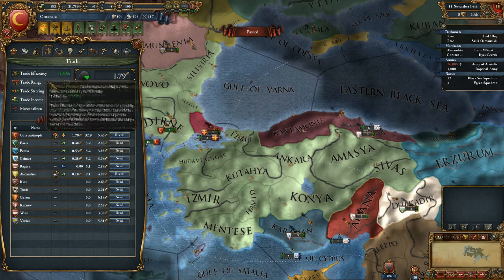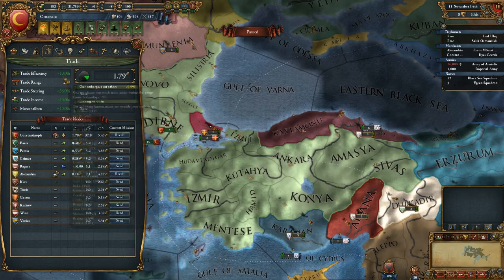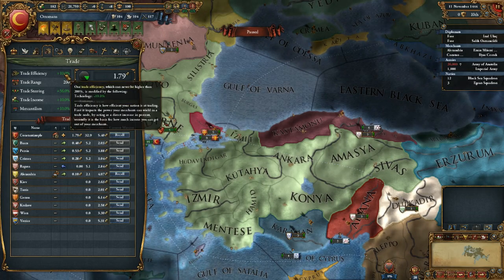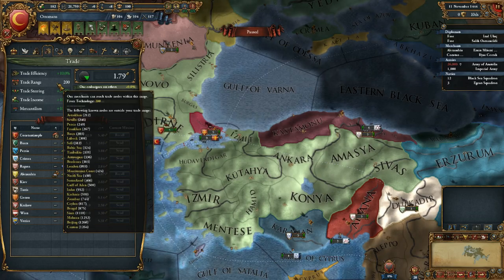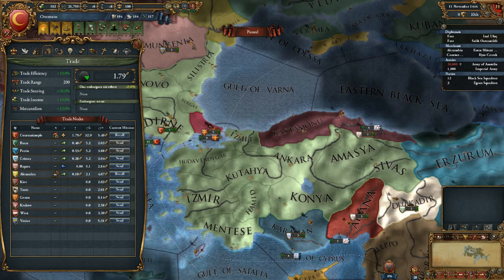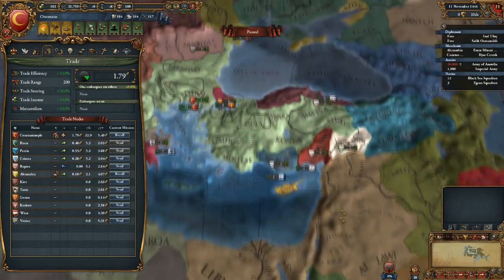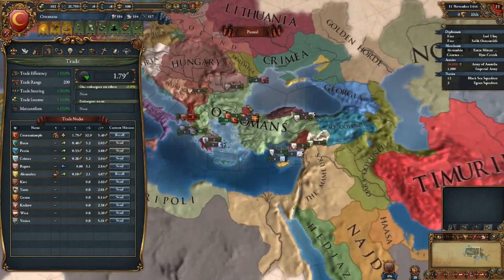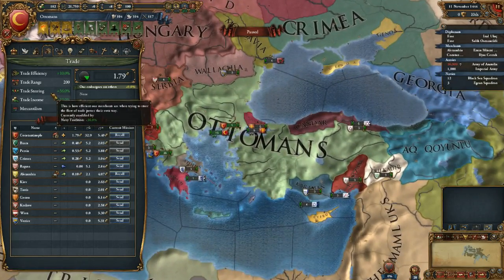Trade efficiency is a bonus that you get on your income from all trade. The higher it goes, the more money you will make from trade. Trade range is how far you can send your merchant specialists. The higher that goes, the more distant trade nodes that you can send them to. We'll cover trade nodes in a moment.